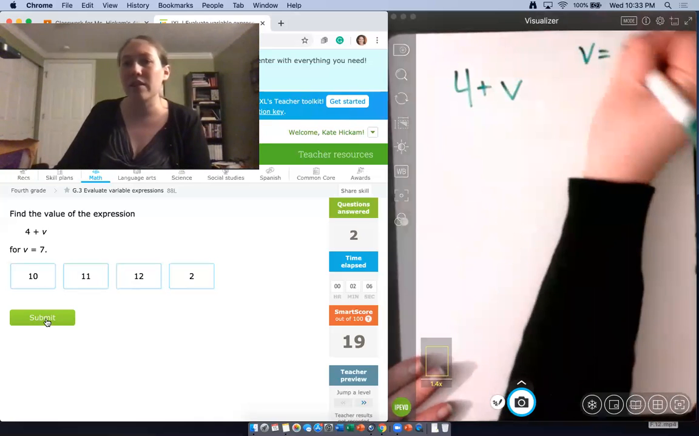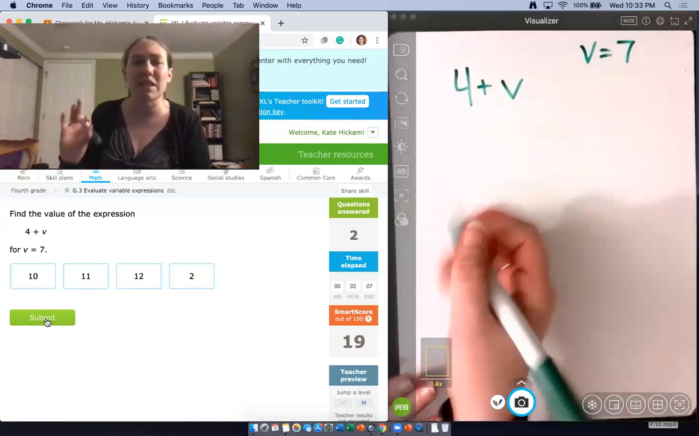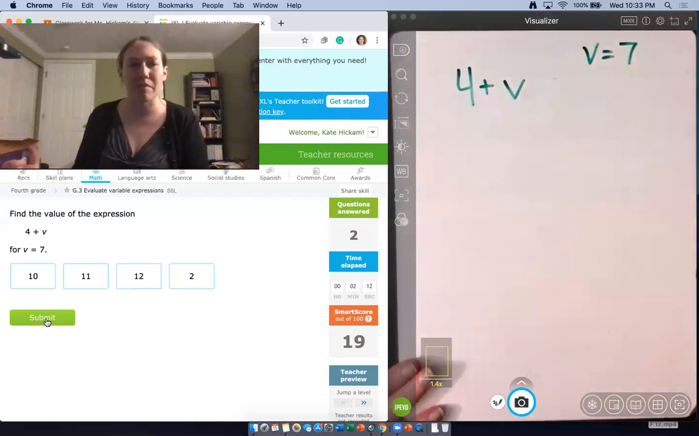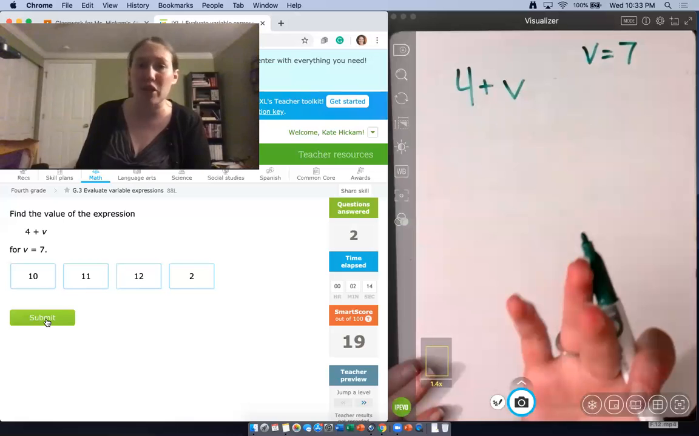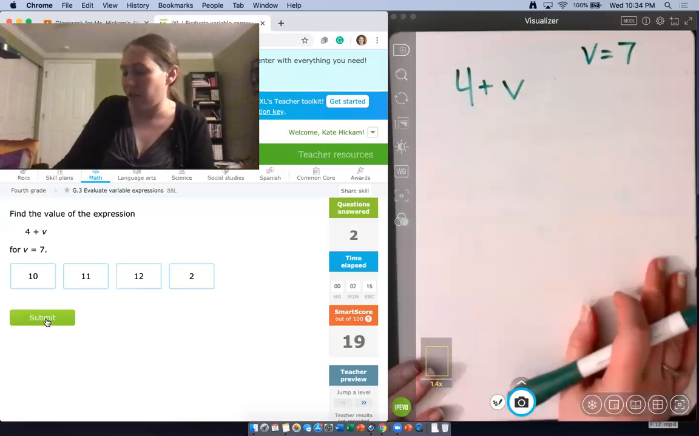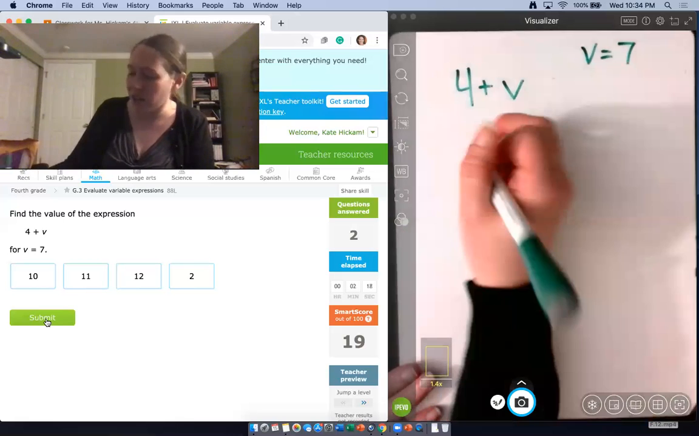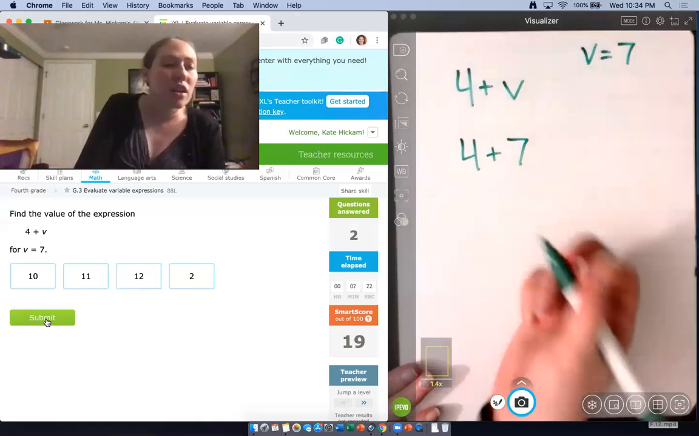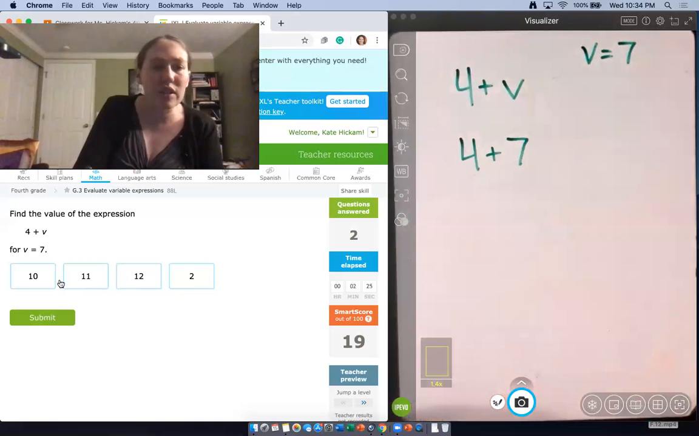4 plus v, and v equals 7. I'm putting v equals 7 off to the side because that tells me it's key information. It's just like when we're writing problems for a test or something like that, and I have you write your key information off to the side. 4 plus 7, and I know 4 plus 7 equals 11. Good, it is an answer.